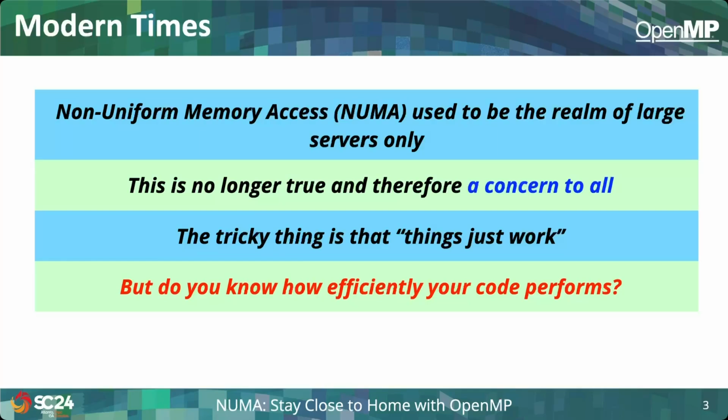And therefore it has pretty much become a concern for all of us using OpenMP, because NUMA can impact the performance of your OpenMP application quite a lot. By the way, NUMA in itself has nothing to do with OpenMP, but since we're using OpenMP, we get exposed to it. The tricky and nice thing is that things just work. You need variable A in OpenMP, you will get it. It doesn't matter where it is. The question is, how long does it actually take to get that variable A? That brings the question, how efficiently does your code perform?